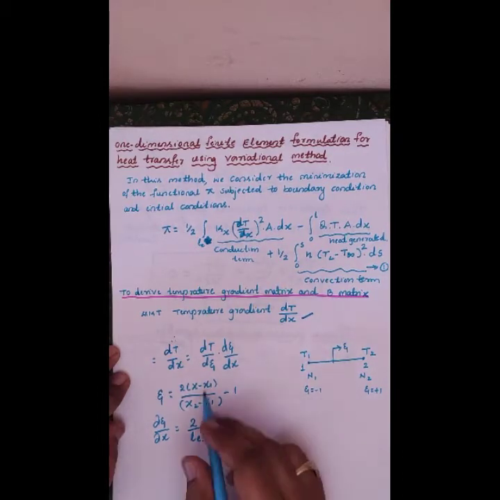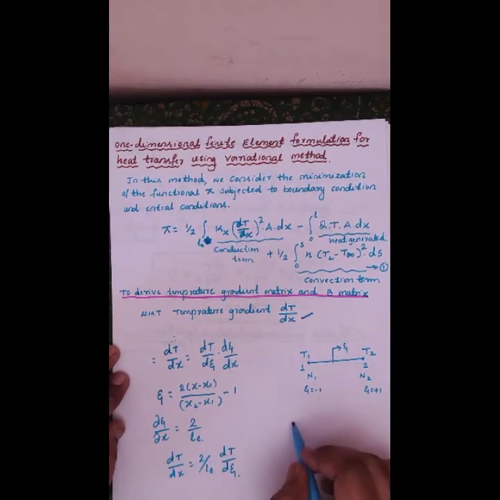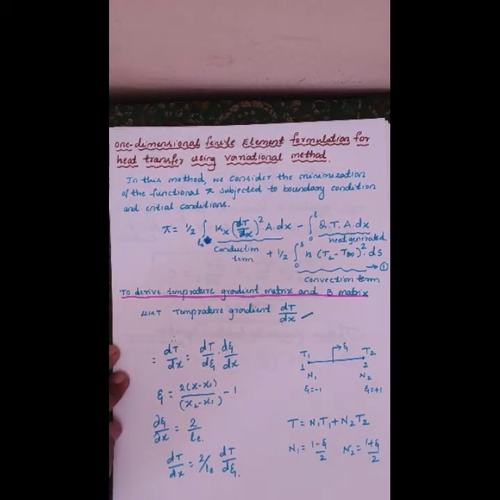Now similarly, what is dT by d zeta? Just observe here, dT by dx can be written as 2 by Le into dT by d zeta. What can I write? T equals N1 into T1 plus N2 into T2. We can write it like this. Is it correct? N1 and N2 are called shape functions. What is N1? N1 is (1 minus zeta) by 2. What is N2? N2 is (1 plus zeta) by 2. We can write it like this.